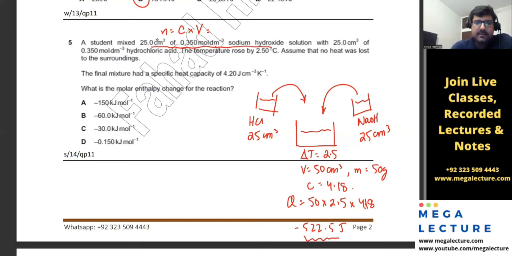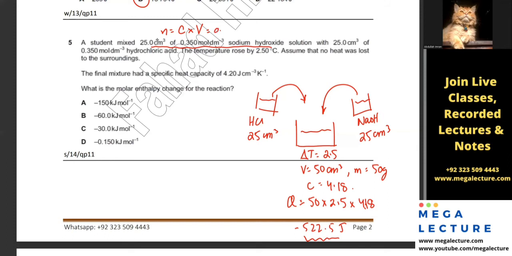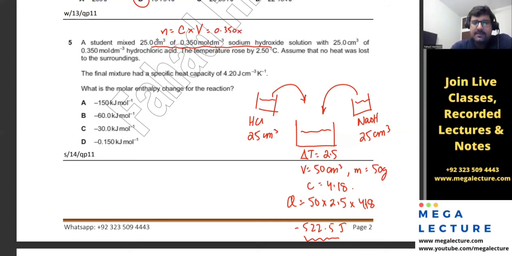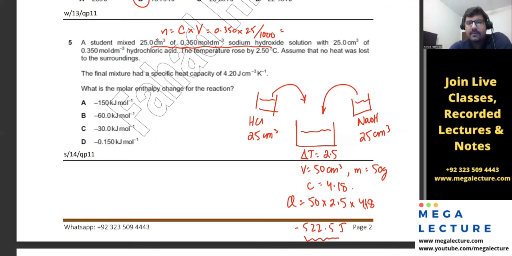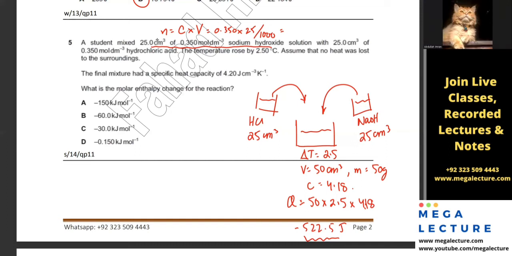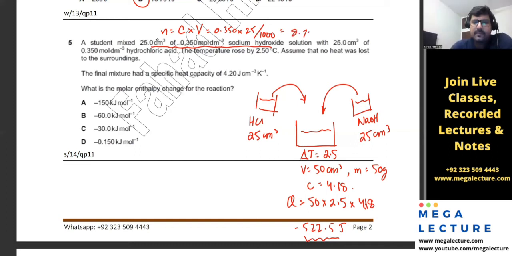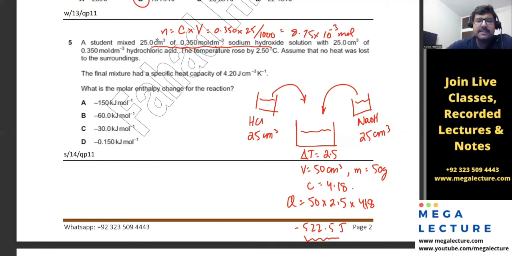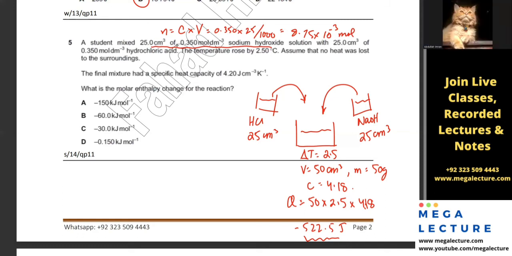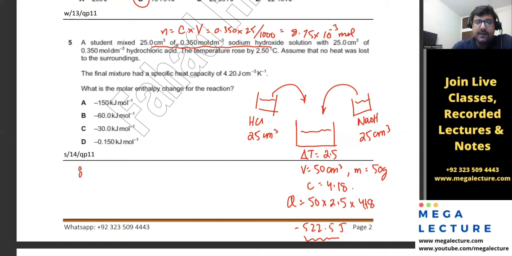So 0.75. It's going to be 0.350 times 25 divided by 1,000. Yeah. Okay. It is 8.75 into 10 to the power minus 3. So this enthalpy change, and HCl has the same moles. Molar enthalpy change is for 1 mole. So basically it was used for 8.75 times 10 to the power minus 3 moles of HCl or NaOH.